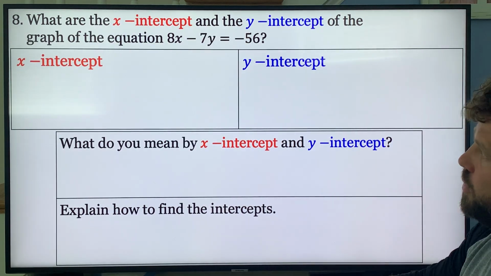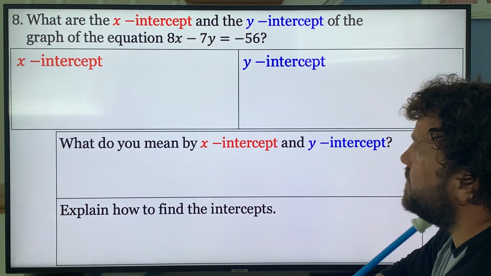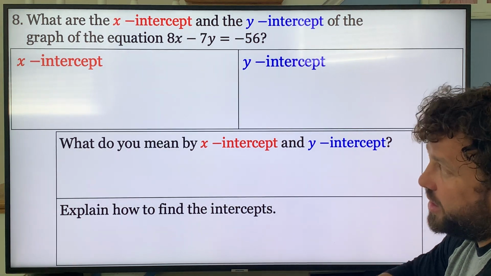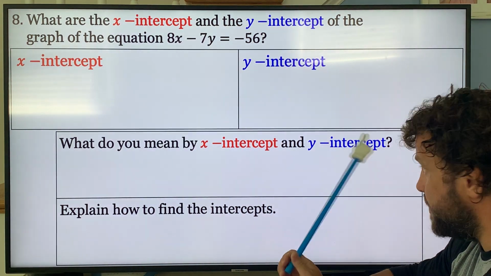All right, number 8. What are the x and y intercepts of the graph of the equation 8x minus 7y equals negative 56? So how do you find intercepts? Do you guys remember? Let's see. What do you mean by x-intercept and y-intercept?